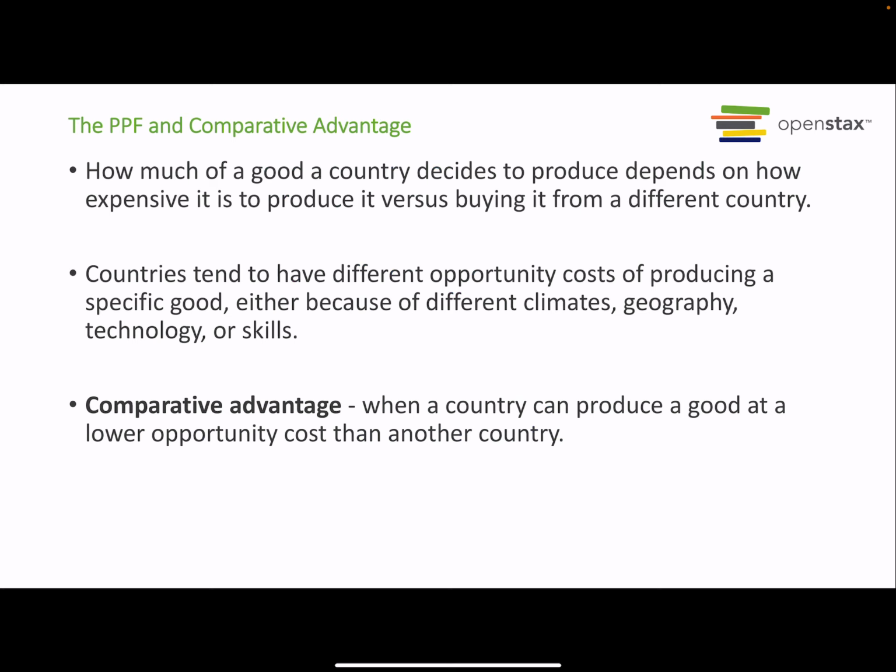So that brings us to this idea of comparative advantage. Comparative advantage exists when a country can produce at a lower opportunity cost than another country. So what we have to give up is less than what your country has to give up.